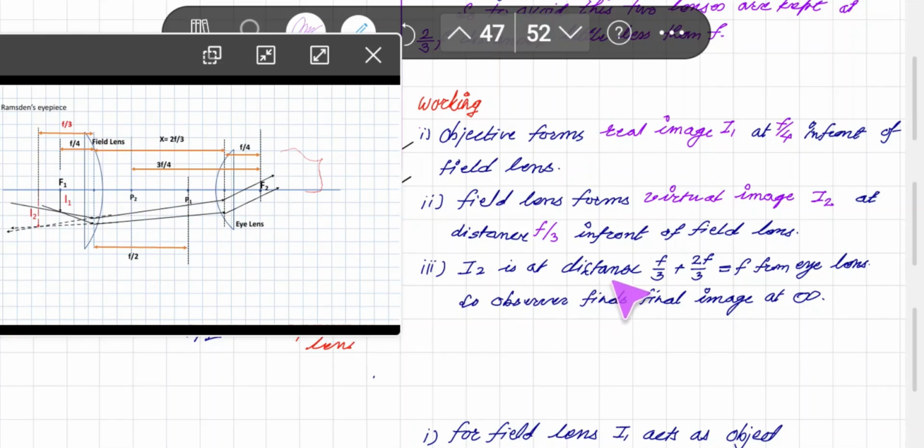Here we can see that I2 is at a distance f/3 plus 2f/3. The distance between the two lenses is 2f/3, and the image formed from the optical center is at f/3, so f/3 plus 2f/3 is equal to f. So from the optical center of the eye lens, the object I2 is at a distance f, that is, the focal length. And obviously when the object is at the focal length, the image formed by the lens will be at infinity.